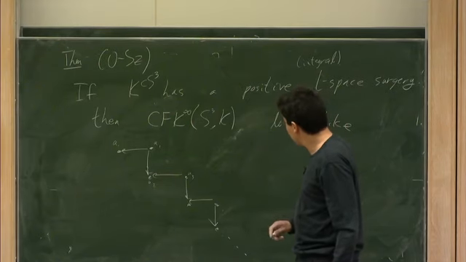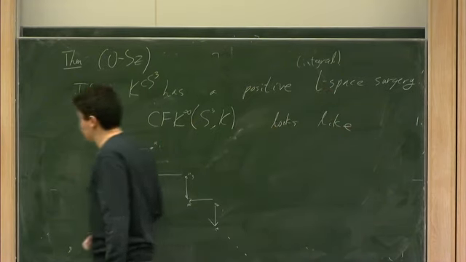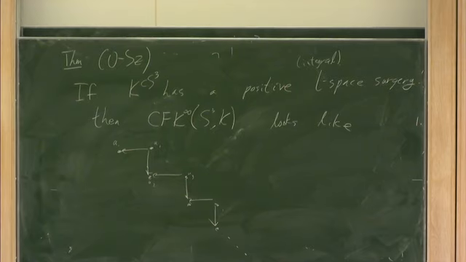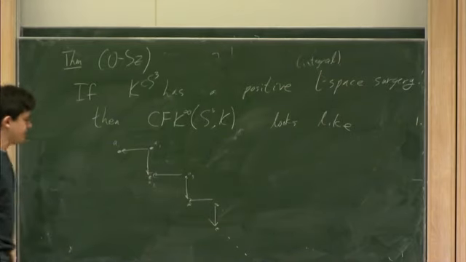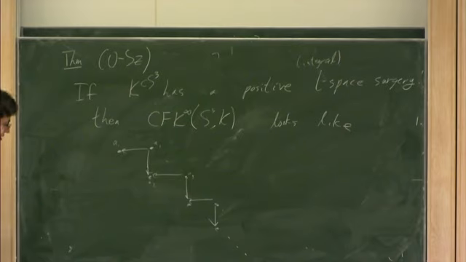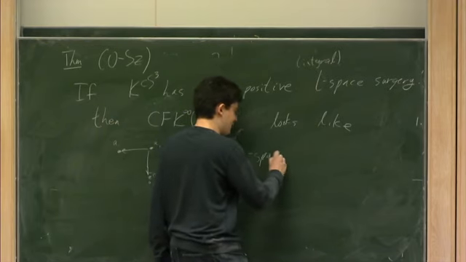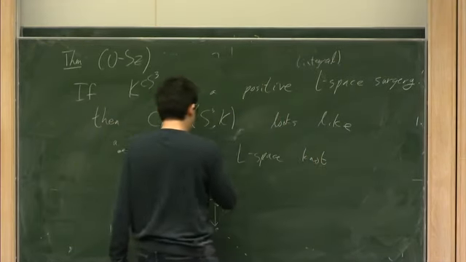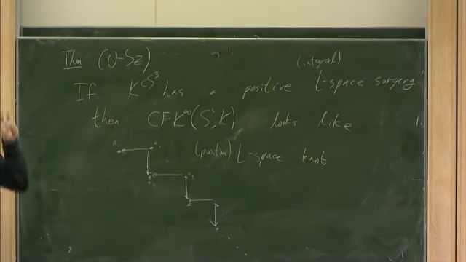Why do I need to restrict to S3 here? Well, I don't really need to restrict to S3. I just need to restrict to a homology sphere L space. So this is the structure of the CFK, and this is called an L space knot. So a positive L space knot. Usually L space knot means having a positive surgery that's an L space.